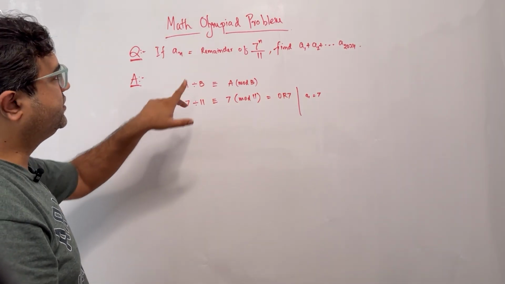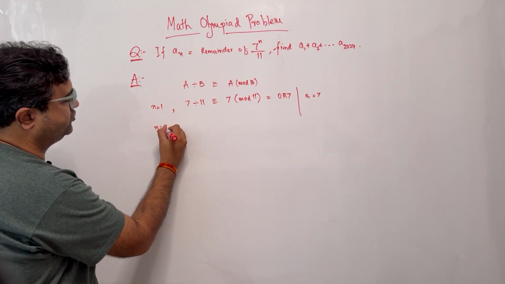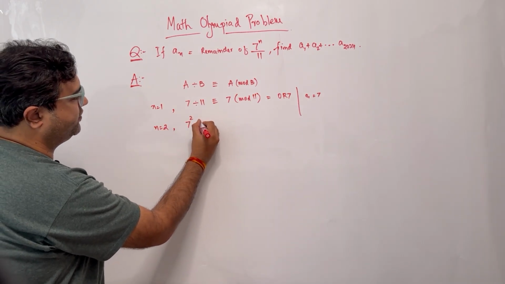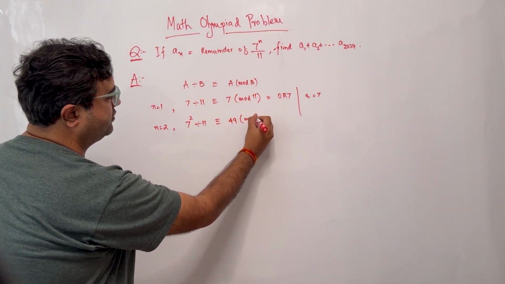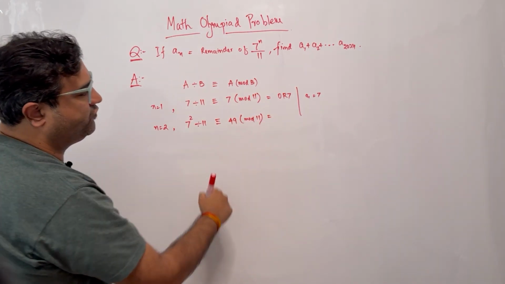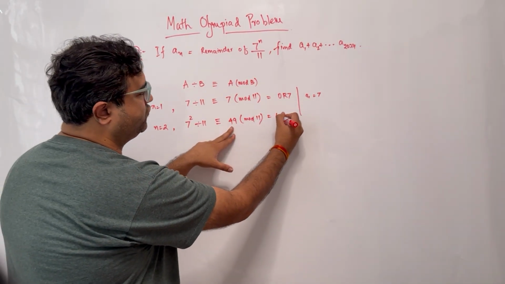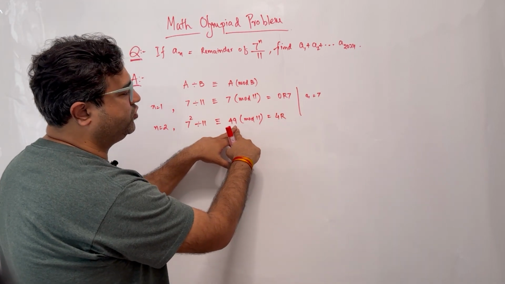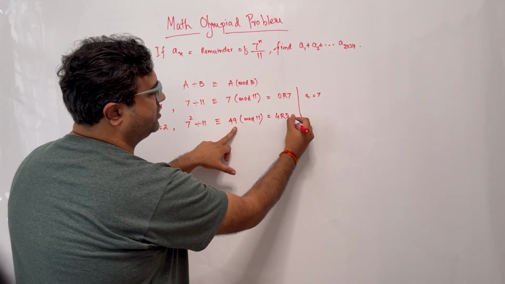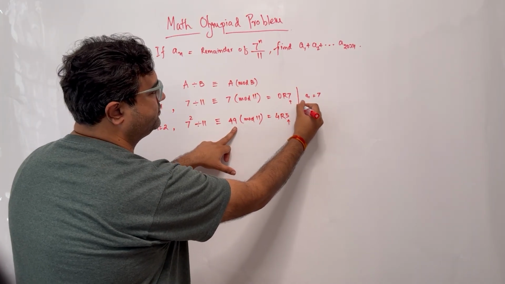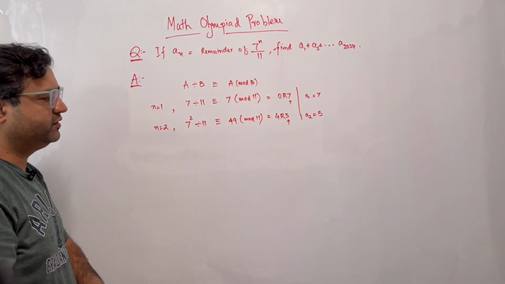Now let's go one step further for the second value of n. For n is equal to 2, 7 squared divided by 11 is 49 mod 11. So 11 goes 4 times, 44. So the quotient is 4, and then the remainder comes out to be 5, right? So the remainder is 5. So a2 will become 5, correct?